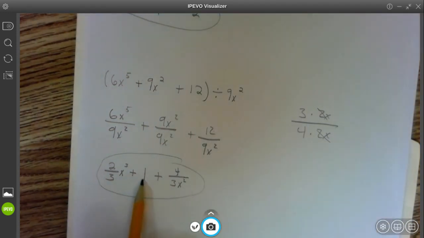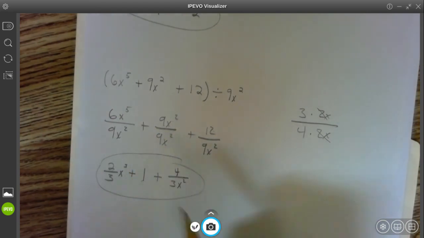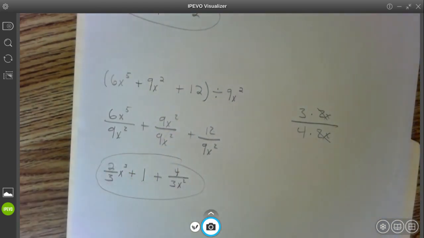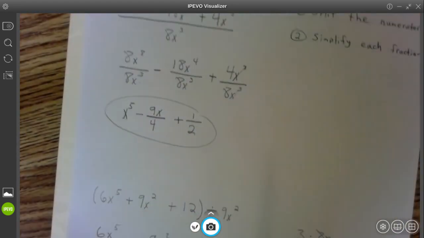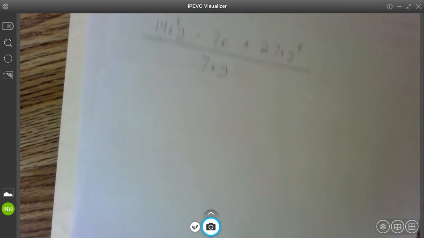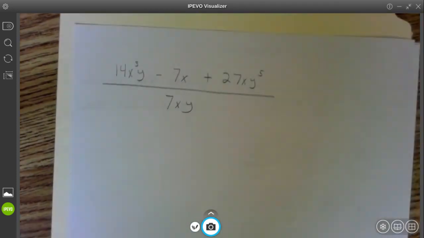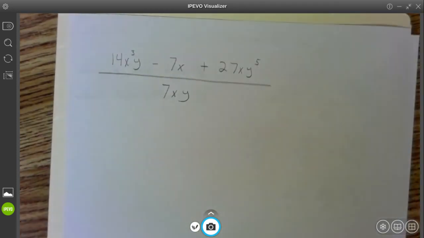But adding 1, which is what I have here, adding 1 whole, like that's important. That's part of the problem. That's part of the solution that I need. Hopefully that makes a little sense. Anyway, if not, please write it down and ask me.